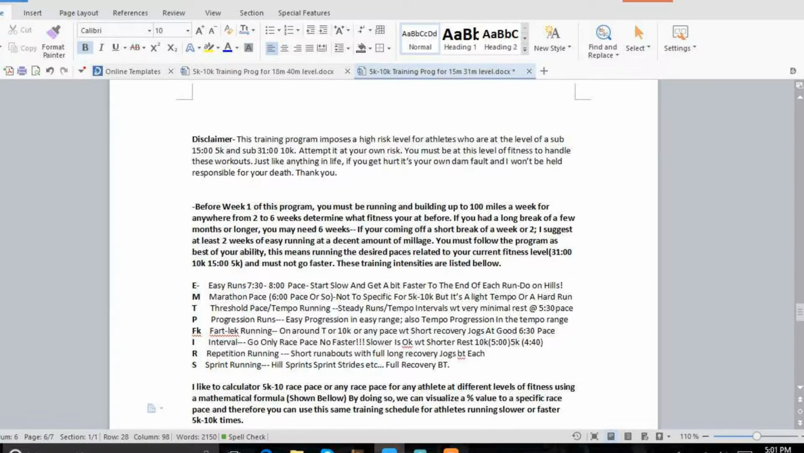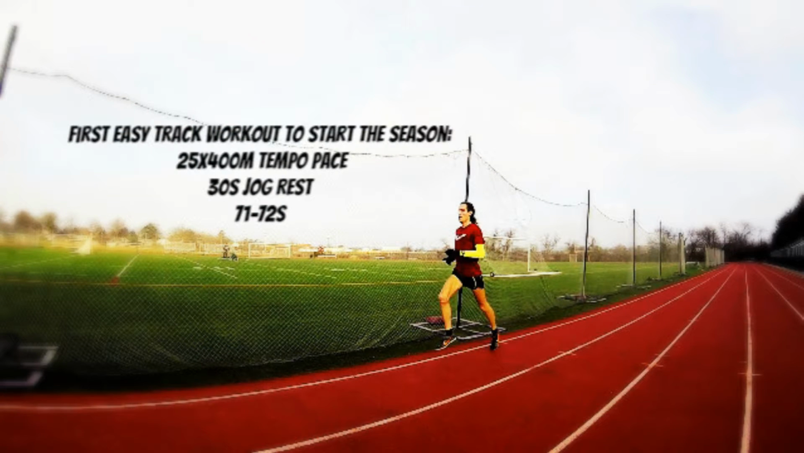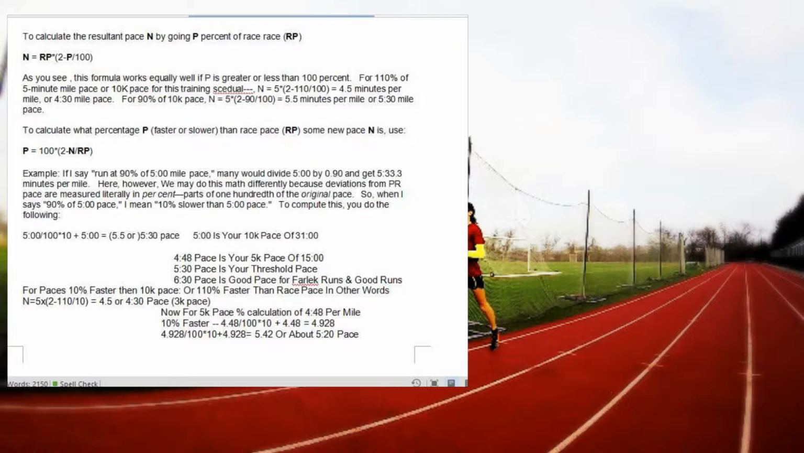Thank you. So we're going to start over here. Now to introduce you to some math on some race specifics. I like to calculate 5k and 10k race pace, or any race pace, for any athlete at different levels of fitness using a mathematical formula shown below. By doing this, we can visualize a percent value to a specific race pace, and therefore you can use this same training schedule for athletes running slower or faster 5k, 10k times, right?